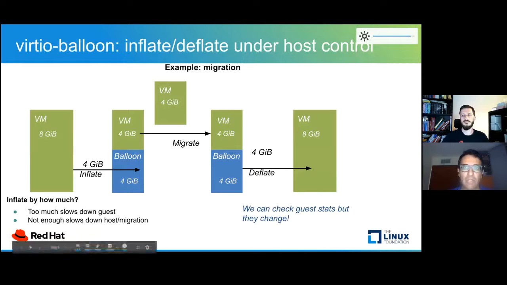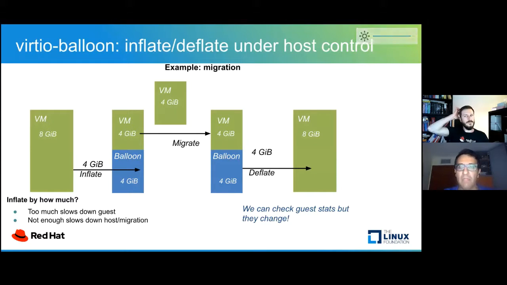So let's try to migrate a guest. Consider an example on this slide. We start with an 8 GB virtual machine, and when migrating it, we inflate a balloon to 4 GB. As a result, only 4 GB need to be migrated. Now, after migration, the balloon is deflated.